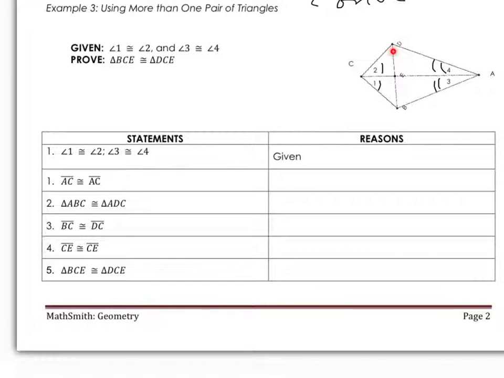We're given that angle 1 is congruent to angle 2 and 3 is congruent to 4. That's our given, and that's been put in. Then the next step was AC is congruent to AC. This long line right here, AC is congruent to AC. Well, that's my new favorite property, which is the reflexive property. And so we put that there.